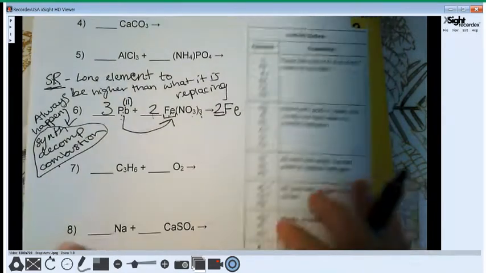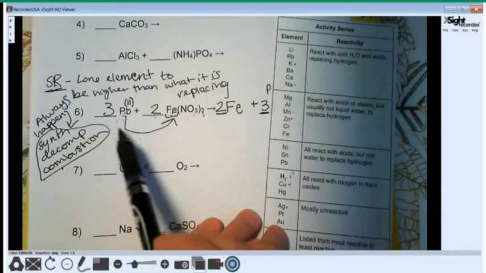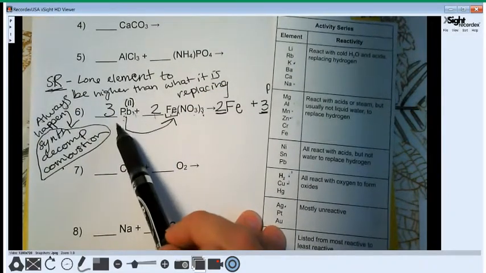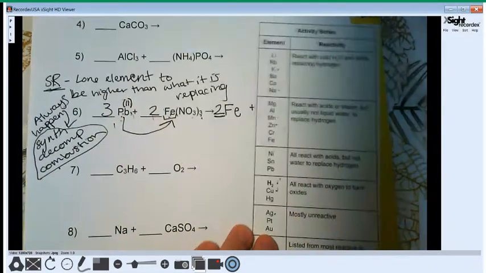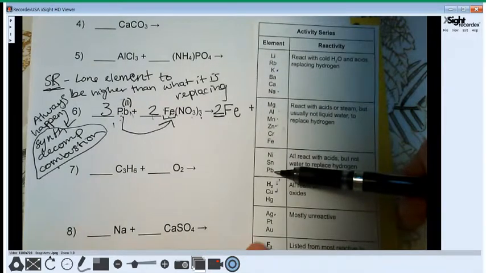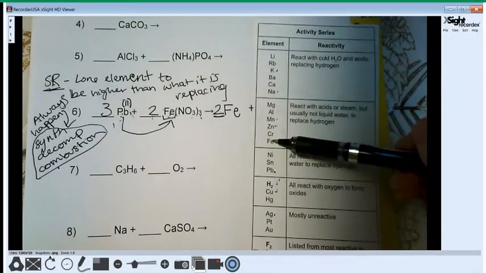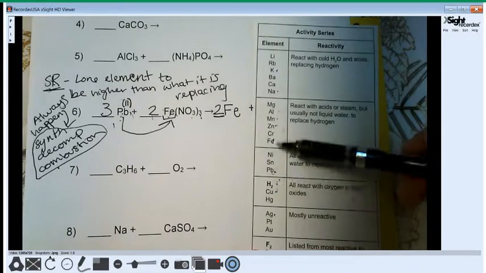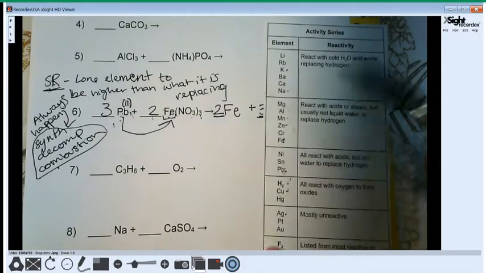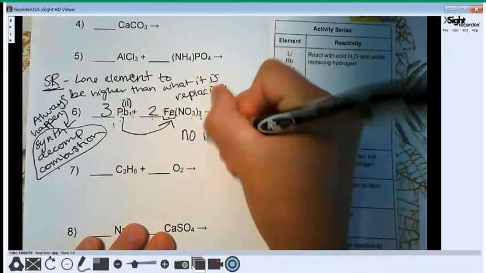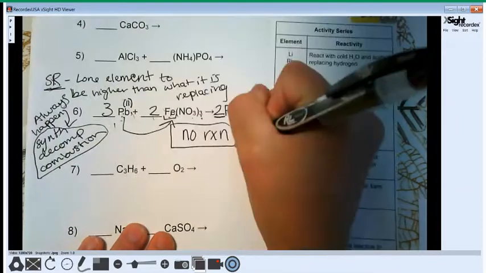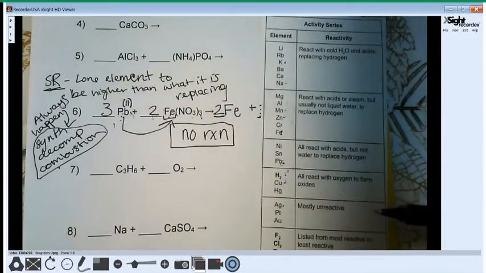Okay, so for this one, just to finish it up, we need lead to be more reactive, so to be higher up than iron. So looking at our activity series, we have lead here, and we have iron up here, so lead is less reactive than iron. So this will not occur either. We won't get a reaction here because lead is not more reactive than iron. Does that make sense?